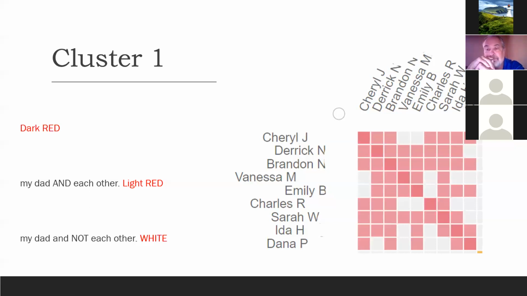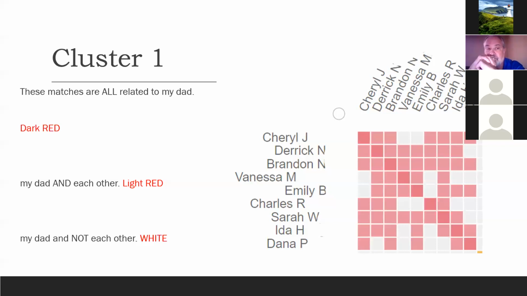So we've got 3 different kinds of coloration. Dark color is where someone matches themselves. Light color is where someone matches my dad, or you, or whoever you're looking at in the clustering, and each other. That would be light red. And then they don't match each other. They match my dad, but don't match each other. That would be white. So there are 3 variations. Some of the tools have slightly different coloration, but they're all generally like that.